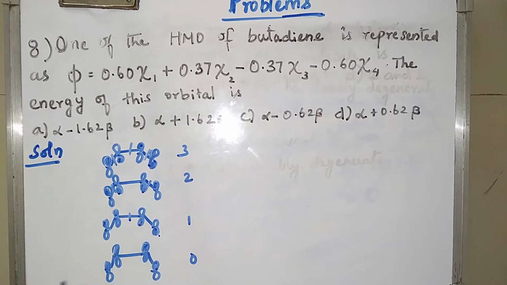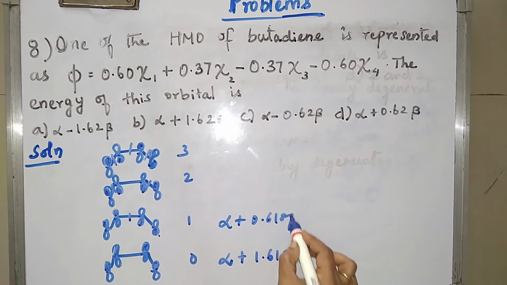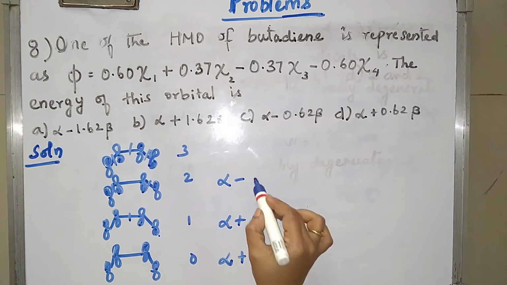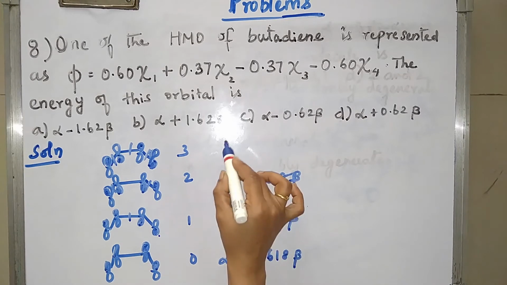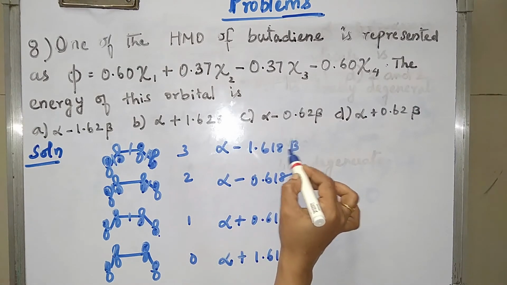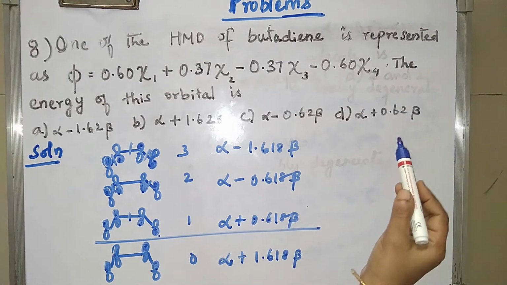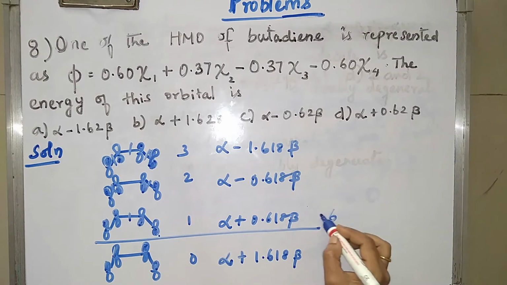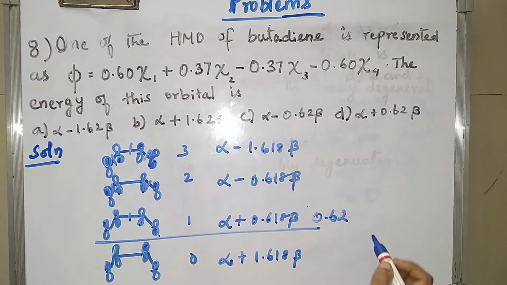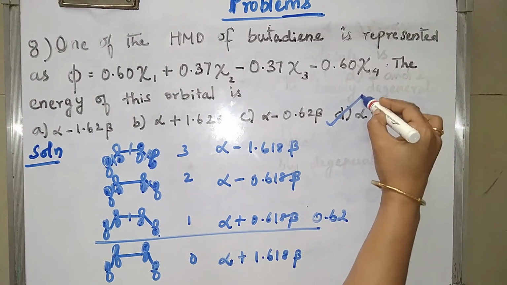So what is this energy level? The first one is alpha plus 1.618 beta. Here alpha plus 0.618 beta. Next one alpha minus 0.618 beta. Here alpha minus 1.618 beta. If you see this level, what is the value? Alpha plus 0.618 beta, and we can make it as 0.62 beta. So alpha plus 0.62 beta is this one. This is the answer.